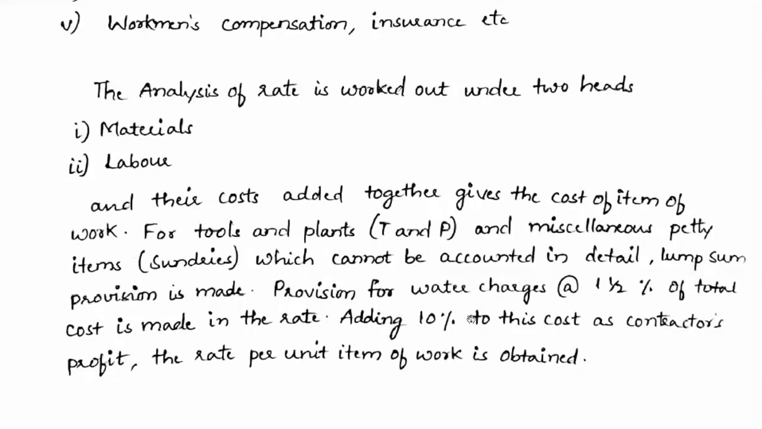The next is we are going to add water charges, 1.5 to 2% of the total cost, right? For example, if you are doing concreting, we are going to charge. If you are doing excavation, there you don't require water, so at that time we are going to remove it. Wherever it is required, there we are going to charge the water charges. Then next is 10% for the contractor's profit. Sum up all these amounts, and then we arrive at the rate, right? So that is what we call the rate analysis.